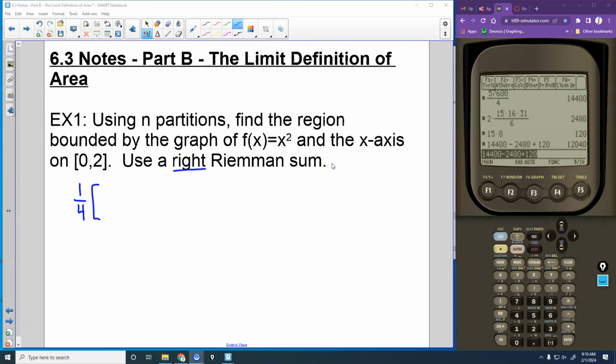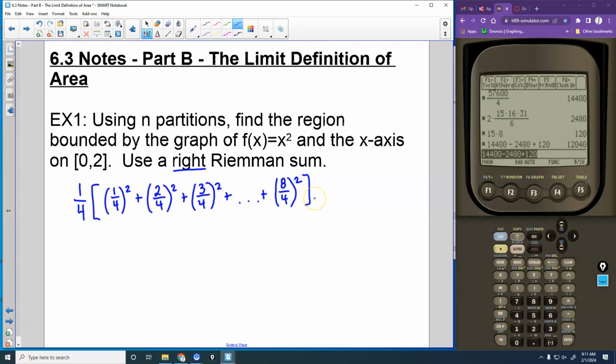Riemann sum means that we are not going to use 0. We are going to use 1/4. So we would have 1/4 squared plus 2/4 squared plus 3/4 squared plus, I'm going to go ahead and do dot, dot, dot, so I don't have to write the whole thing out. And we would end at 8/4 squared.